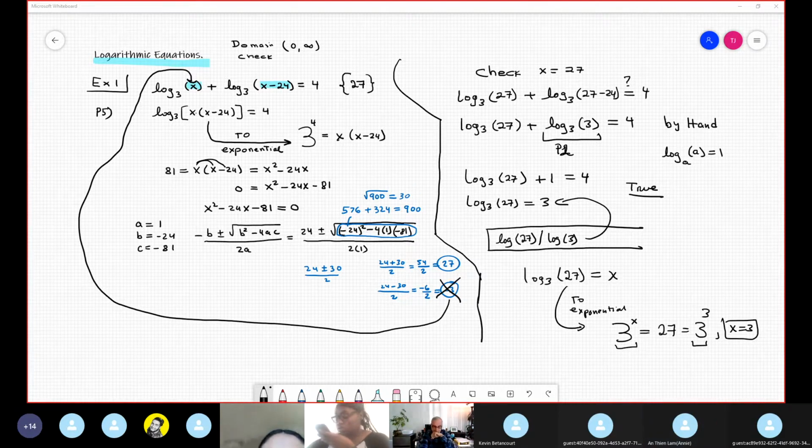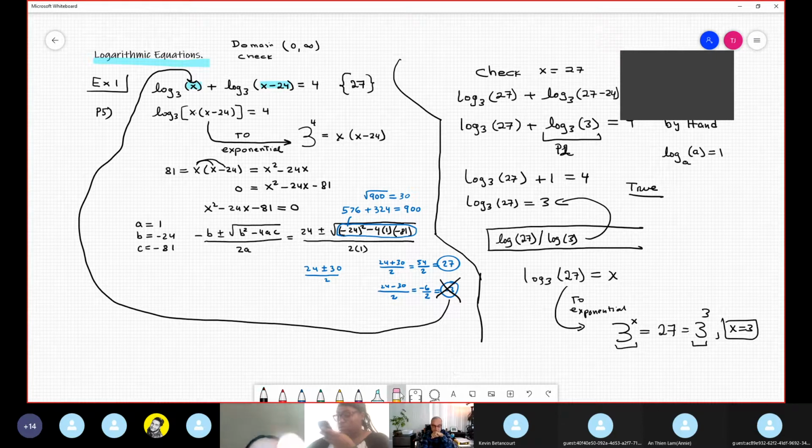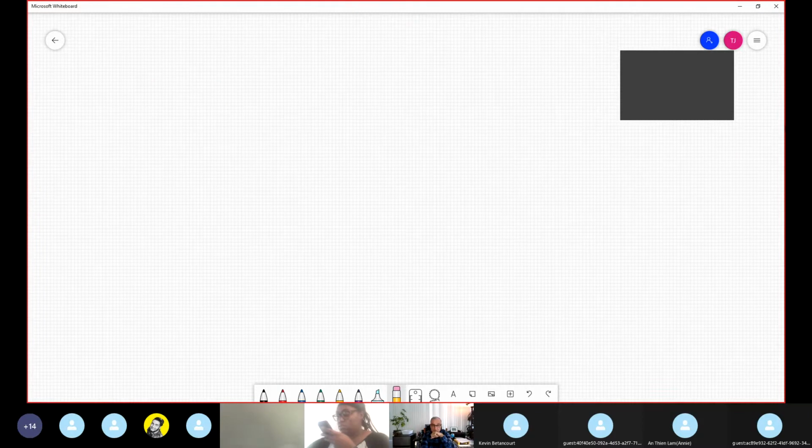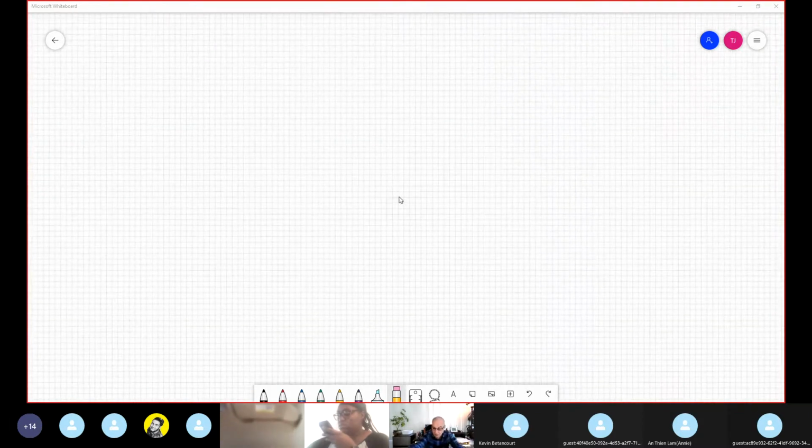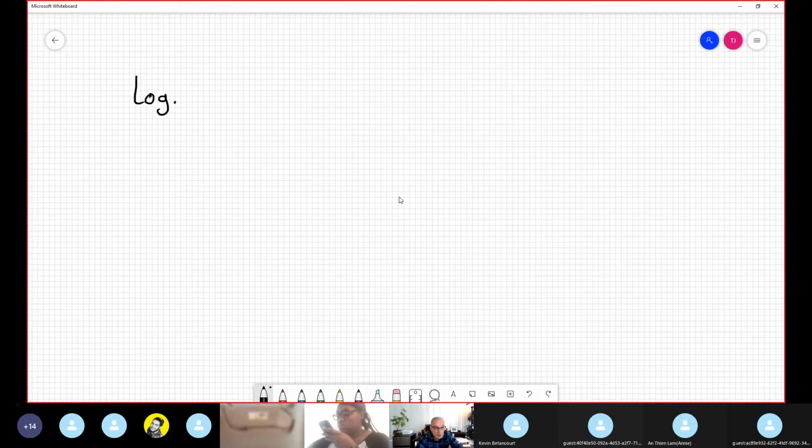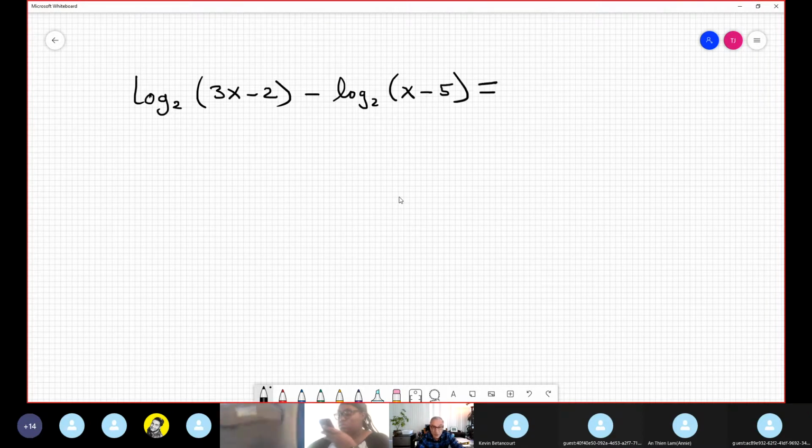Let's continue. Another example, a logarithmic equation. This is easy, in my opinion. Logarithm base 2 of 3x minus 2 minus logarithm base 2 of x minus 5 equals 4.